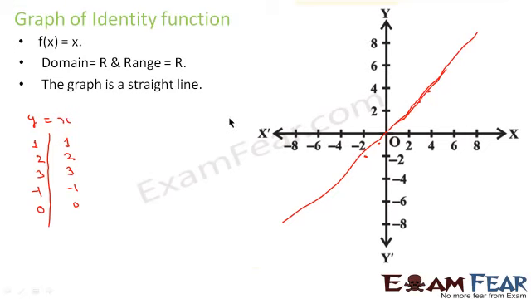Whatever is the value of x, the same is the value of y, so it's the identity function, and the graph is a straight line. The domain and range both are R. The x-axis is the domain and the y-axis is the range. So y is range and x is domain. You see, x can take any real number and y can take any real number.